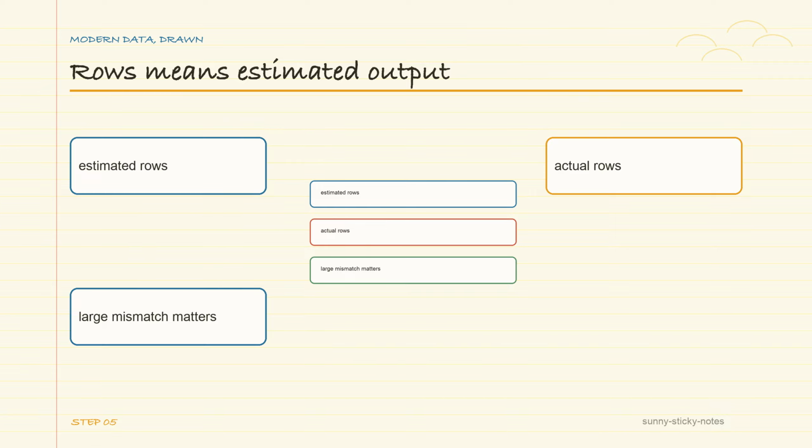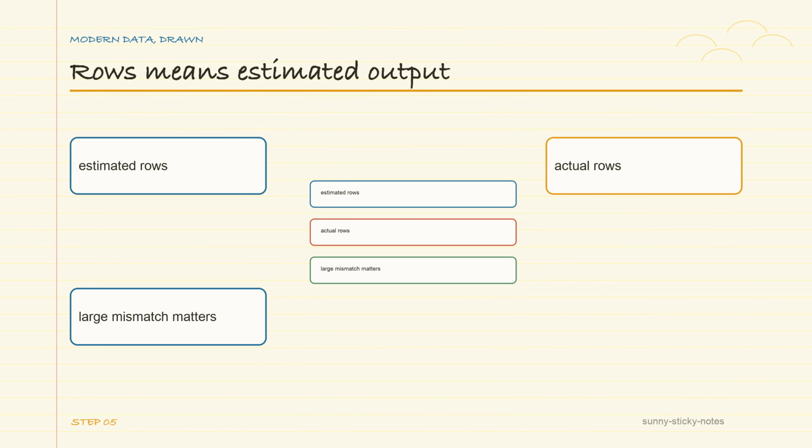The rows value estimates how many rows a node will emit, not always how many it scans. Large differences between estimated and actual rows can push the planner toward a poor strategy. Let us slow that down and make it concrete.